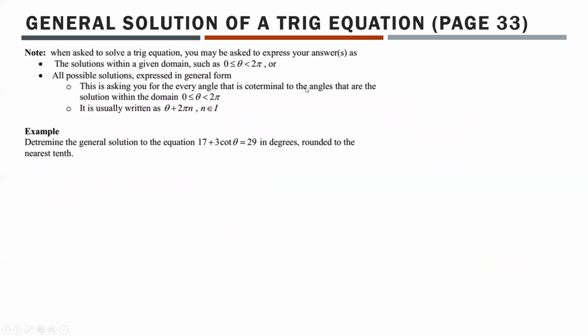But just to finish this off here, we have to talk very, very quickly about a general solution of a trig equation. This is also on page 33. Basically, a general solution just means that you're giving every angle that is coterminal to the angles that make up the solution, okay? This really is just the angle or angles that you found, plus 2 pi n, where n is an integer. If you're dealing with degrees instead of radians, you say plus 360 times n, where n is an integer.